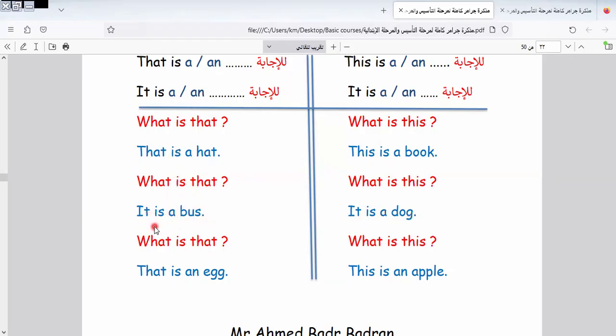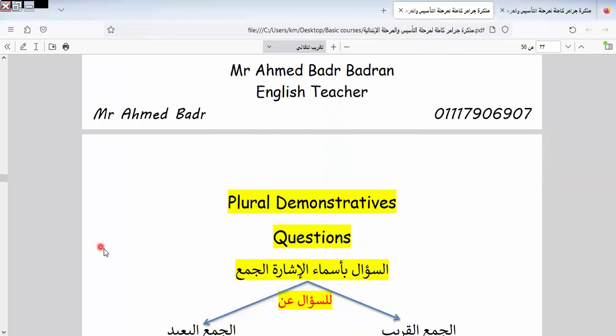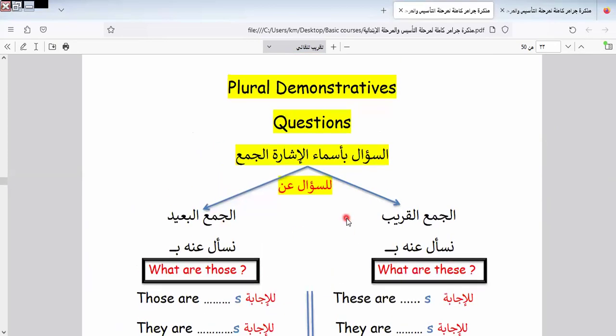Both are correct. It's a bus. It's a dog. When we say "what is this", we say it's a dog, or it's a bus. We can say this is a dog, or that is a bus. Here we have: what is that? That is an egg. This is an apple. Okay, let's continue the rest of the lesson.